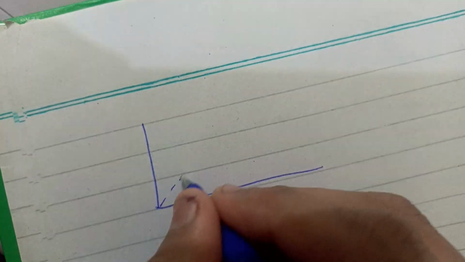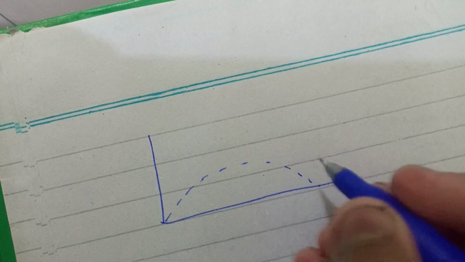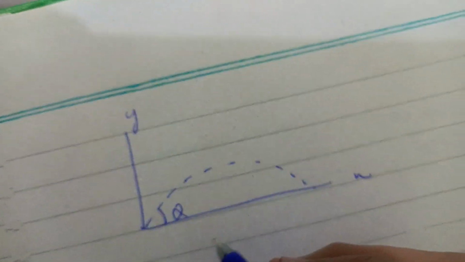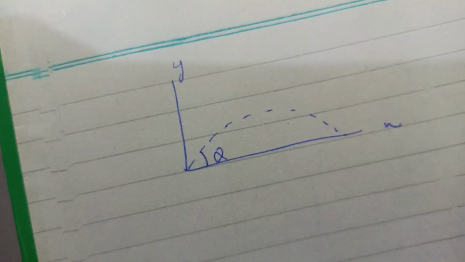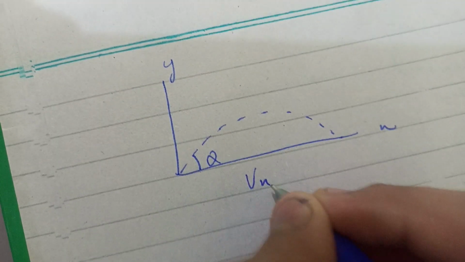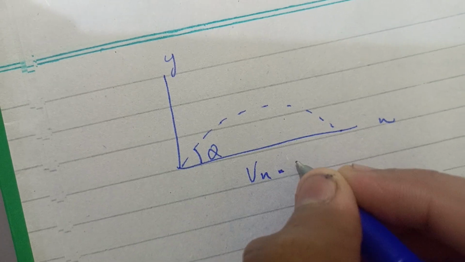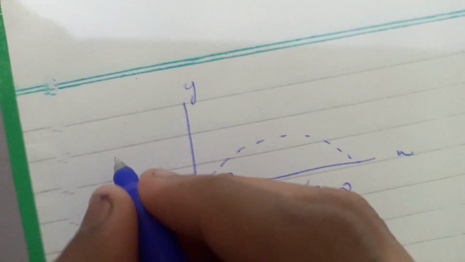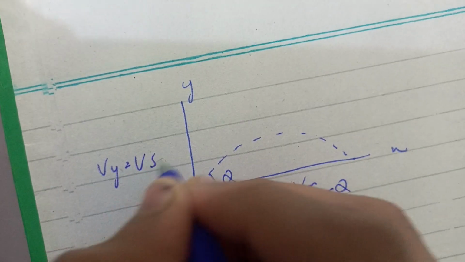Now the other thing we are going to talk about is the determination of everything, like initial velocity and final velocity. Firstly, we have to draw the diagram of the projectile motion like this, and here will be the angle. This is y, this is x. If you know the components, you will say that Vx is equal to V cos theta, and Vy is equal to V sine theta.